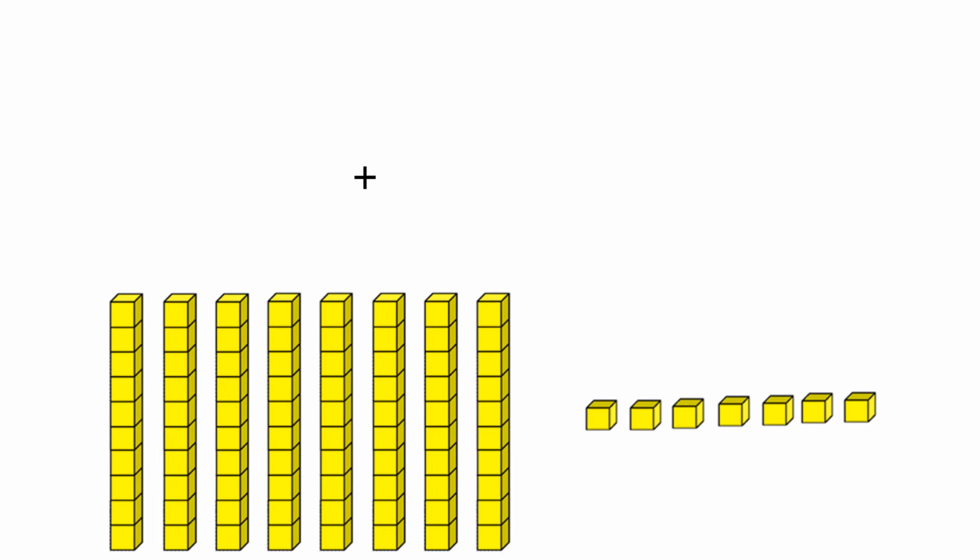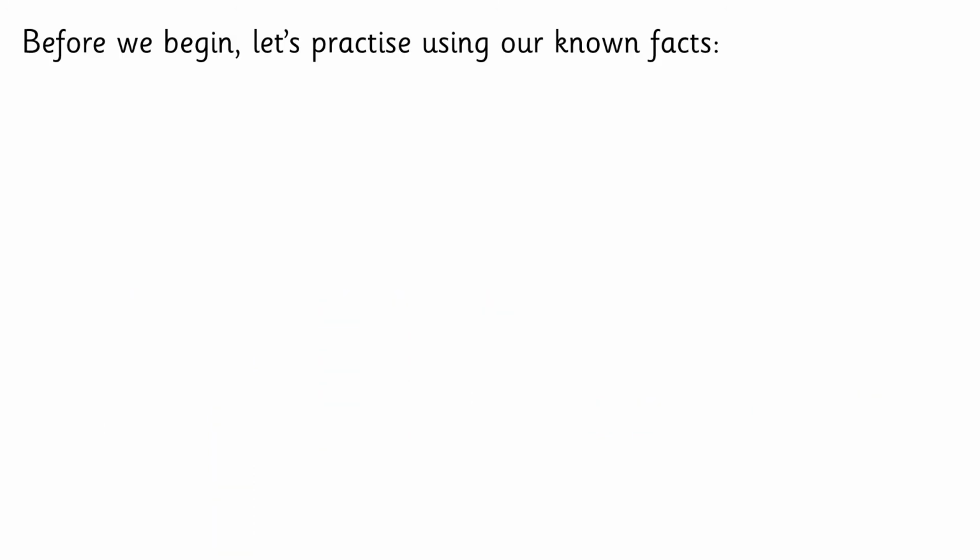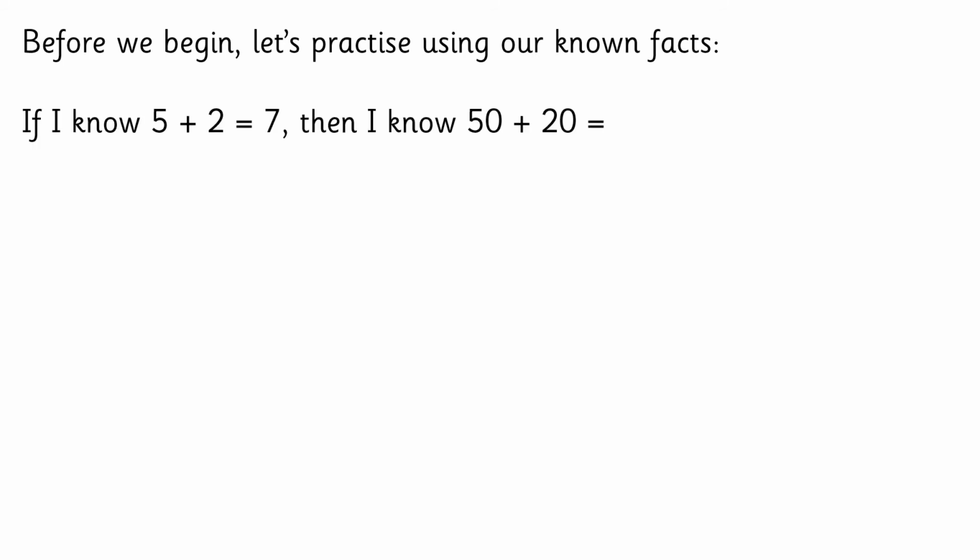But we don't need to always use Deans. We're quite good at calculating using numbers. So we're going to just practice using our known facts. So if I know 5 add 2 equals 7, then I know 50 add 20 equals 70. Well done. Because 50 is 10 times bigger than 5. And 20 is 10 times bigger than 2. And 70 is 10 times bigger than 7. So you can use your number facts with your single digit numbers to help you with your multiples of 10.